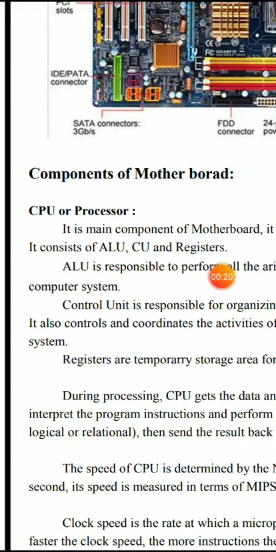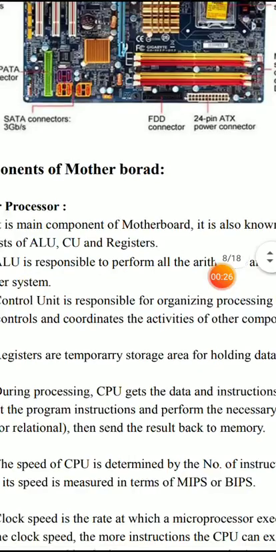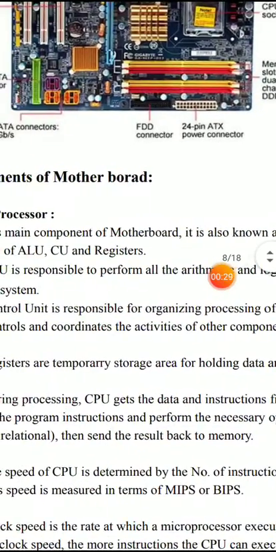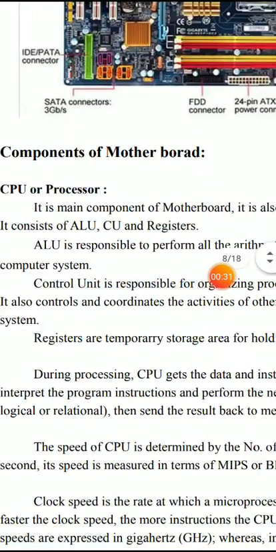So the key component of a motherboard is the CPU or processor. All of you know about this. It is the main component of a motherboard. It is also known as the brain of a computer system. It consists of three major components, that is ALU, control unit, and registers. The ALU is responsible for performing almost all the arithmetic and logical operations that are required by the processor during processing of data and instructions while executing a program.